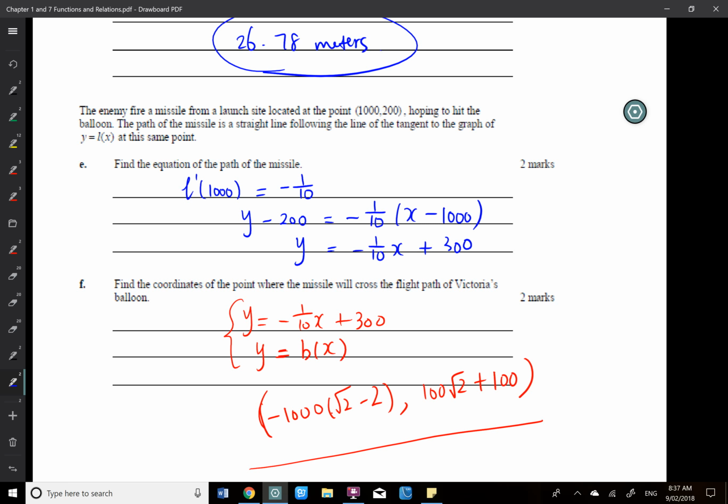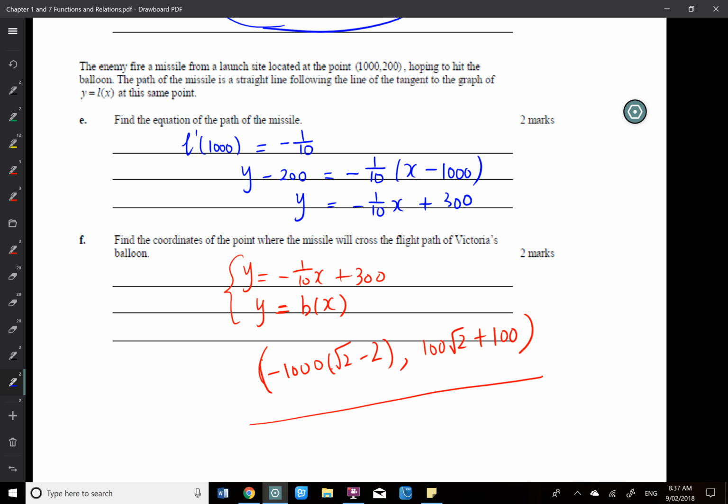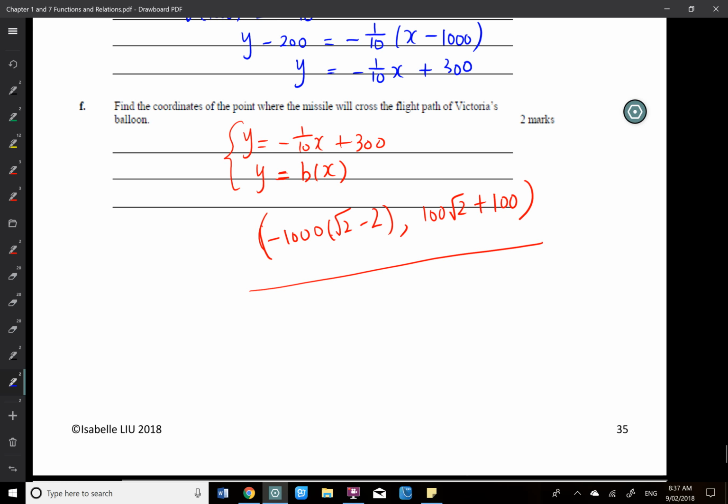So at the point 1,200, they shoot a missile from the launch site, trying to shoot Victoria. So the path is the tangent line for that point. And then we say the missile and the path intersect at that place. That's where we are up to yesterday.